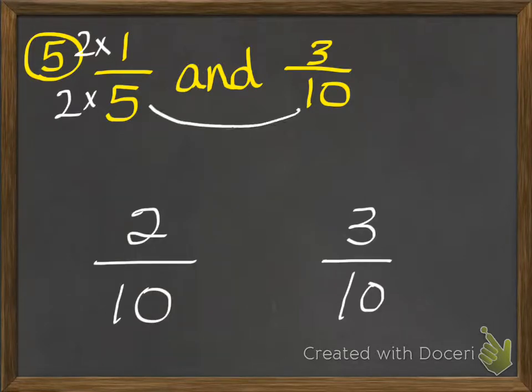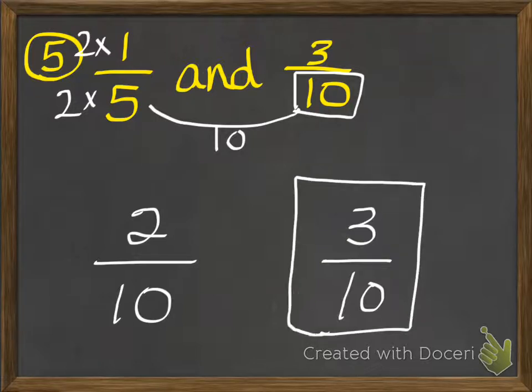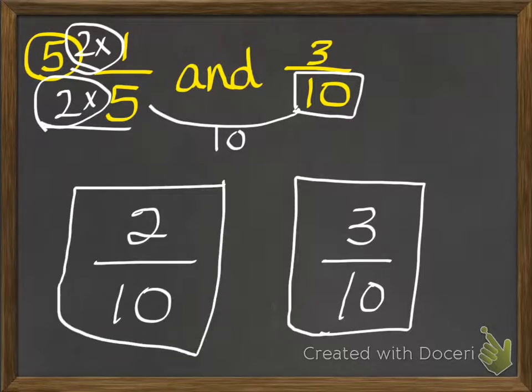Okay, the common denominator for them is 10 because 10 is a multiple of 5. So I kept 3/10. It's still the same fraction. That doesn't change because it's already 10. And then to get the 5 to 10, I have to multiply it times 2. And whatever I do to the bottom, I have to do to the top. So I'll have to do 1 times 2, which equals 2. So that fraction 1/5 becomes 2/10.